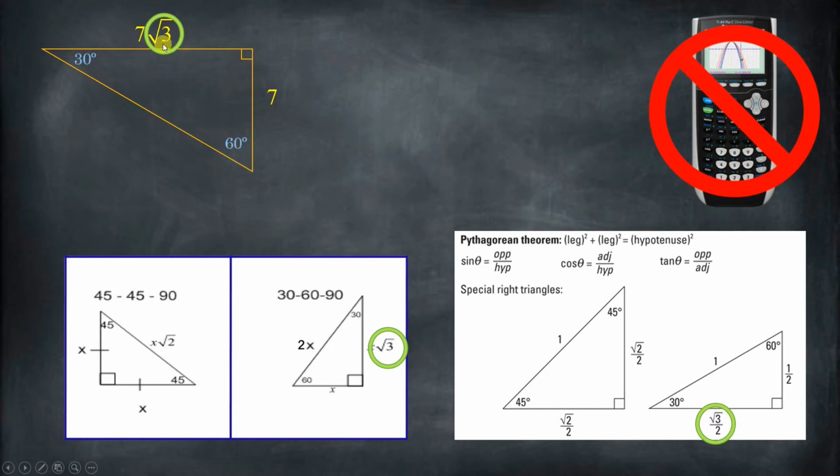60 is the biggest angle, and it's opposite of the largest side, the longest leg. And the 30-degree angle is the smaller angle. It's opposite of the shortest side. So you can't mix those up. You really got to understand why it is that way.